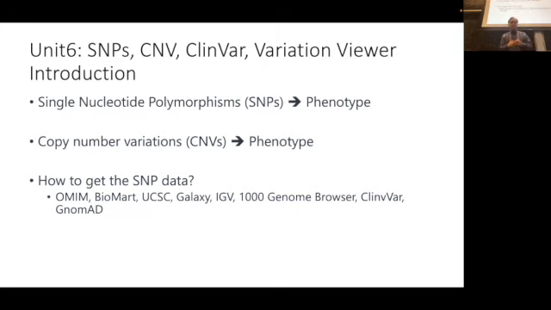So how do we get this SNP data? There are many databases: OMIM, Biomart, UCSC, Galaxy, IGV, 1000 Genome Project, ClinVar, gnomAD, and there are so many resources. Why do these matter? Because you are studying SNPs for your own group project. Your group project is to pick a SNP or variant and study its functional role. How does it affect the phenotype? So all these databases are relevant to your group project.